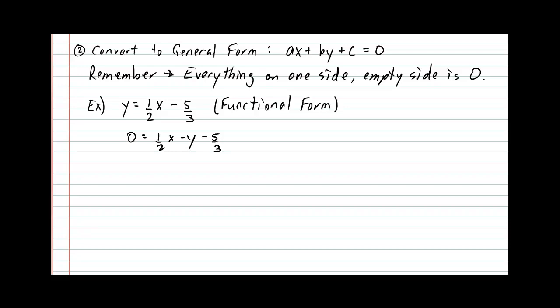Best way to get rid of them is to multiply the entire equation by the lowest common multiple of all visible denominators, in this case 2 and 3. And I believe that the lowest common multiple between 2 and 3 is 6. So my next line would look something like this. I'm going to show that I'm multiplying everything by 6.